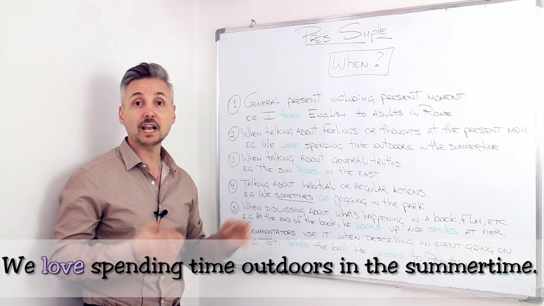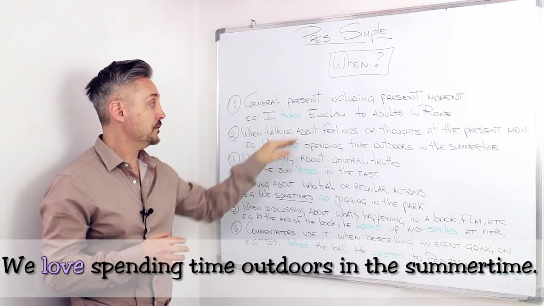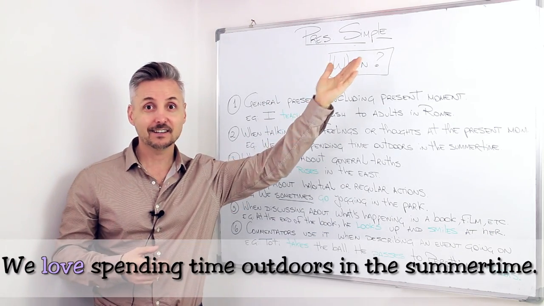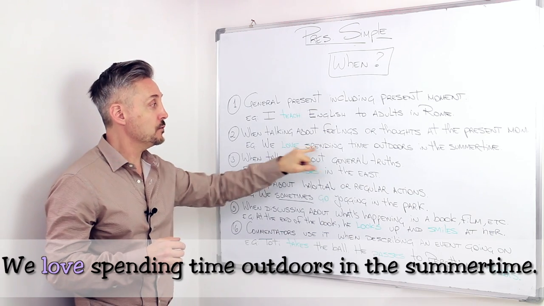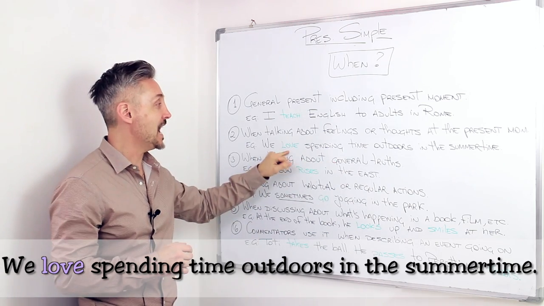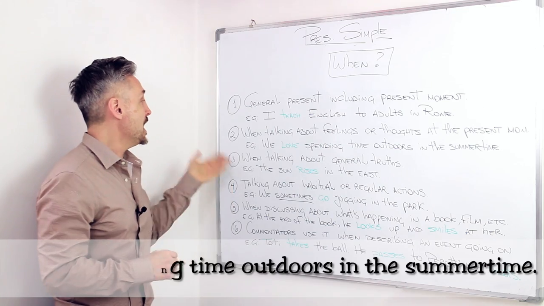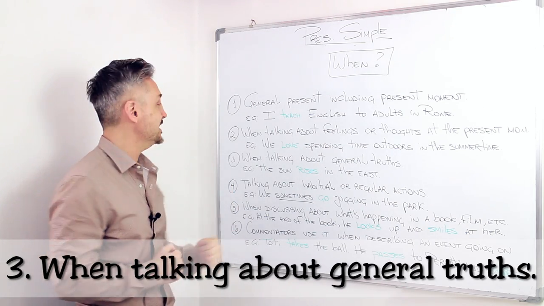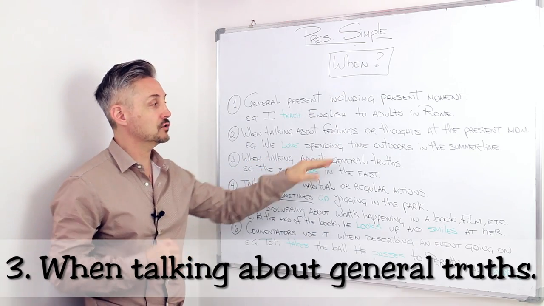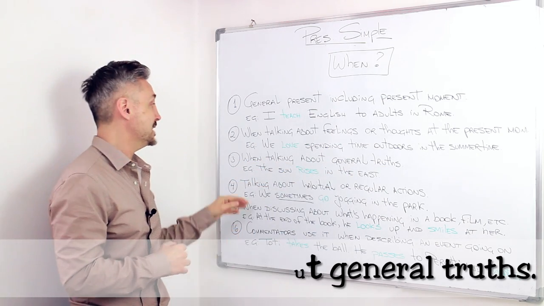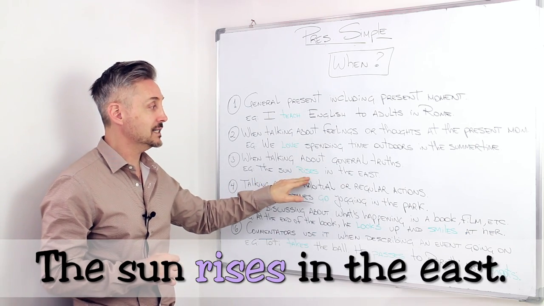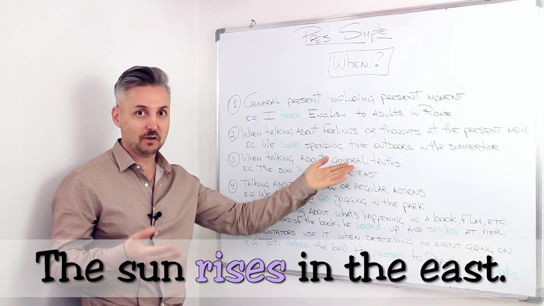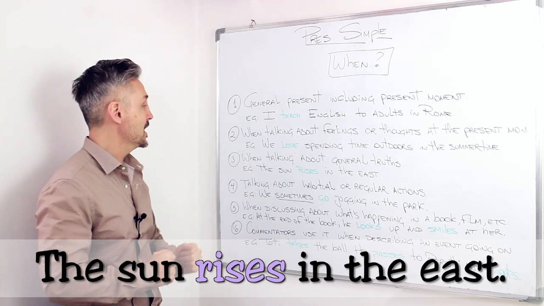Now, if you want to watch a lesson on verbs of feeling such as love, like, enjoy, hate, you can click here. Remember that we need the ing, love spending. Now, the third situation where we use the present simple or the simple present is when talking about general truths. For example, the sun rises in the east. This is always true and is a general truth, right?